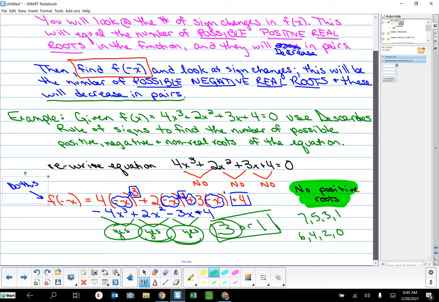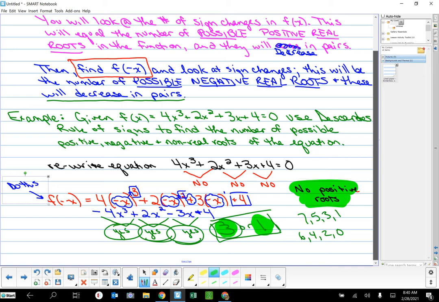And now I would know if I found one negative one, I could have 3. So I might have a few more. So if I found 2, I definitely have another one, right? I'm not going to have only 2. I'm going to have 1 or 3. So this helps me when I'm doing my synthetic division to find out how many actual roots I'm going to have.